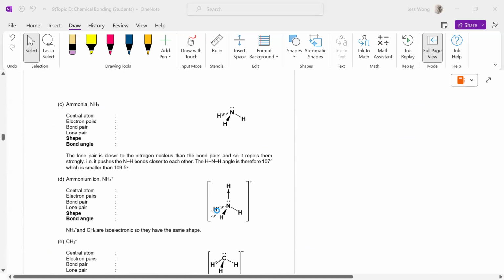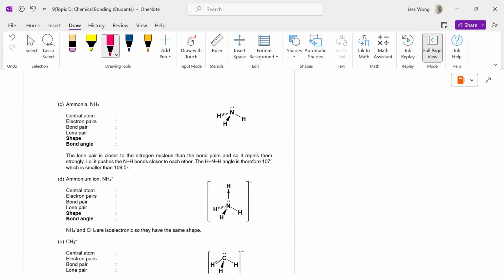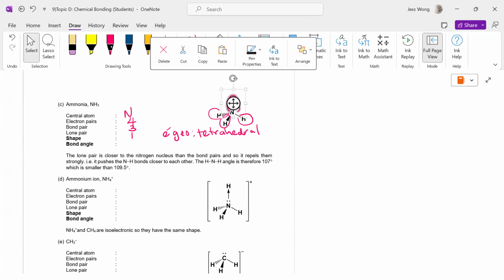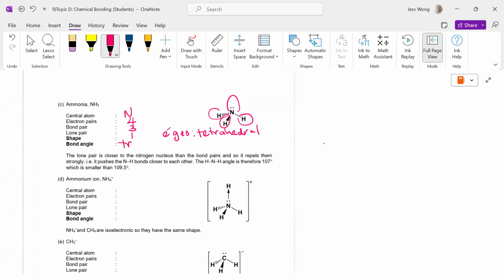For example, if I have something like this, I have a central atom and electron pairs. I have 1, 2, 3, 4. 4 domains: bond pairs 3, lone pair 1. Now, the electron geometry is tetrahedral. But the shape, after I cover up the lone pair and pretend that I can't see it, I'm seeing a trigonal pyramidal. Trigonal pyramid. And the angle will come from the tetrahedral but modified smaller.